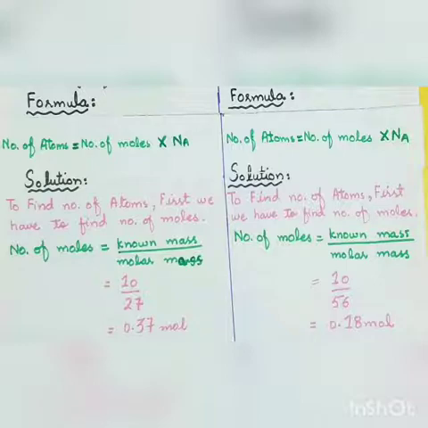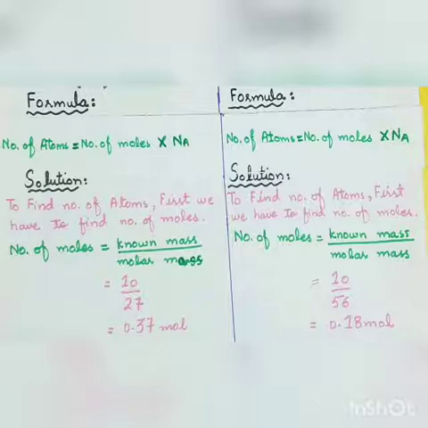The formula for number of atoms is number of moles multiplied by Avogadro number, but to find the number of atoms, first we have to find the number of moles, and the formula for finding the number of moles is known mass over molar mass. Known mass of aluminium is 10 gram, while molar mass is 27 gram per mole. When we divide 10 by 27, we will get 0.37. Gram and gram will be cancelled, and we have 0.37 mole.